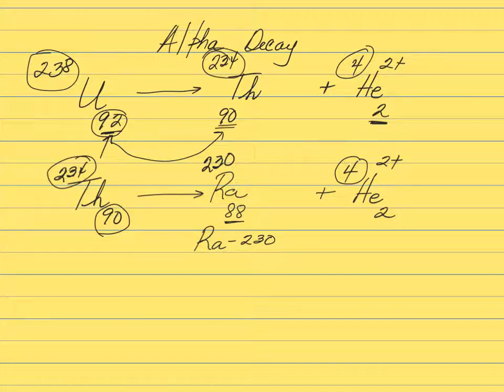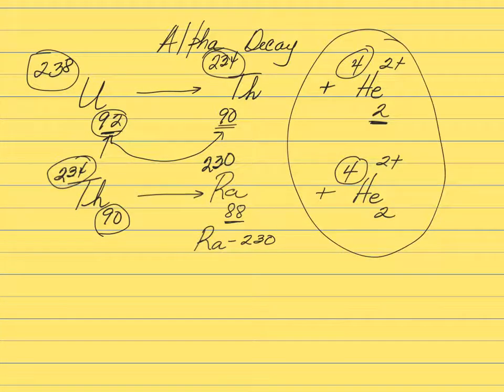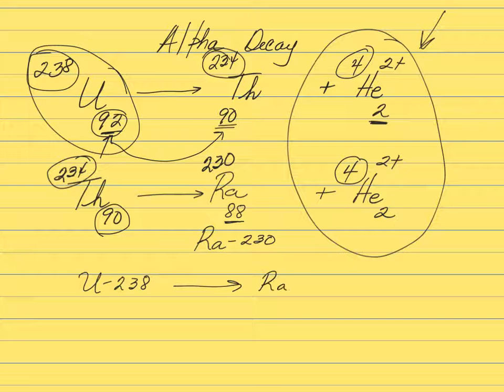So, Ms. Ramos, after uranium 238 underwent 2 alpha decays, what was the new element formed? Radon 230. Understand that?